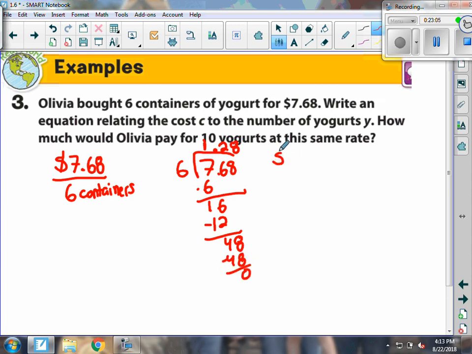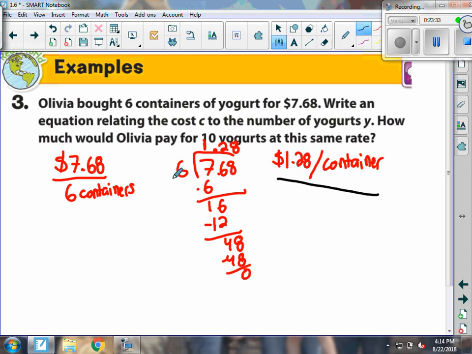So it is $1.28 per container. Okay, so there's my unit rate. So I need that in order to figure this out. So the cost for however many containers of yogurt we buy is going to be however many yogurts we buy times $1.28.